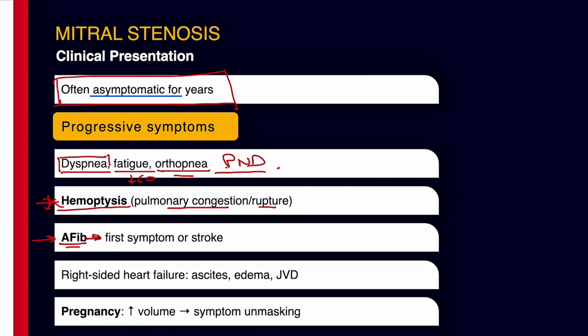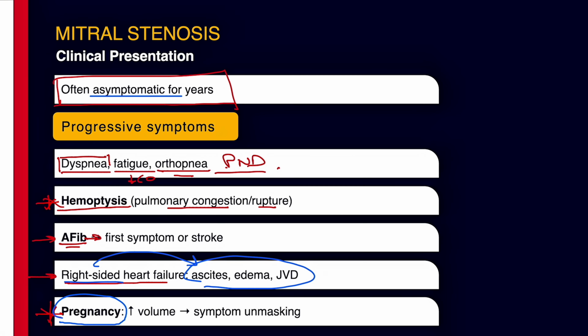Okay? As the pulmonary pressure increases, that eventually strains the right heart. You know that, leading to jugular venous distension, peripheral edema, and ascites. This is when mitral stenosis starts looking like right-sided heart failure, even though the primary problem is on the left side. One more important clinical setting, pregnancy.